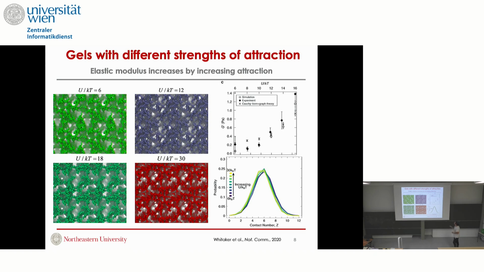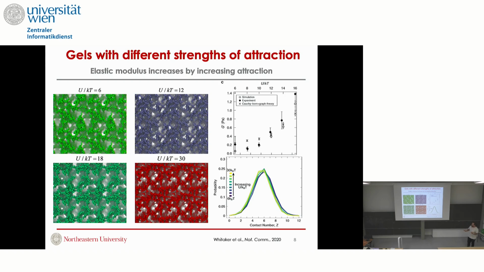And the thing is, if I look at the G prime or elasticity of these networks from those experiments that I showed you, and these are really weak gels, right? So these are below 1 Pascal. But they scale like this as you increase U over kT, or attraction between the particles. So we want to see if we can recover any sort of similar increase in elasticity as you change the attraction between the particles.